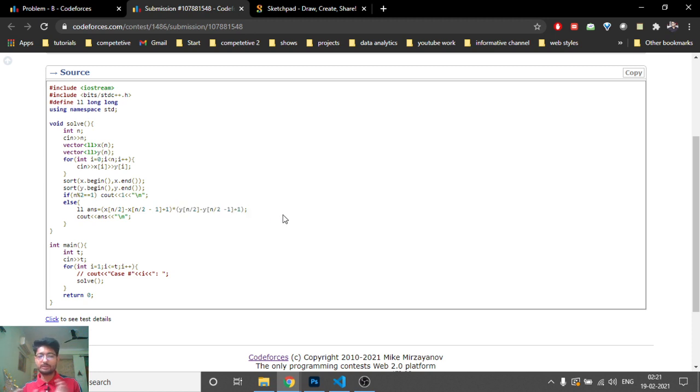And that will give you the total number of points at which you can place an exhibition, such that the cumulative sum of the distances between those exhibition points and all the houses is as minimum as possible.